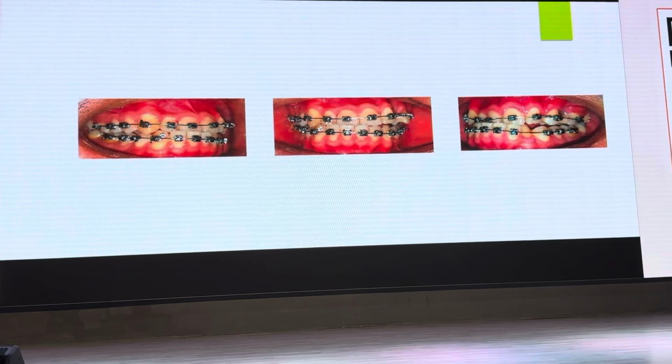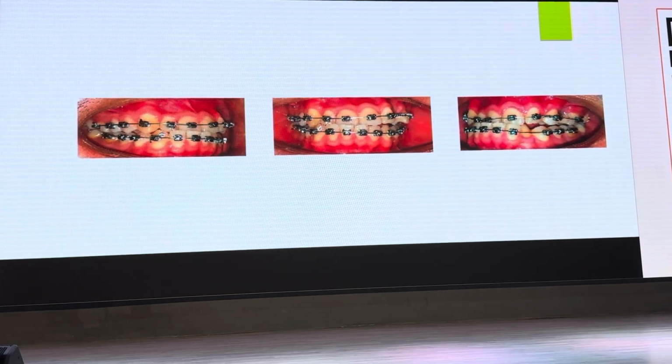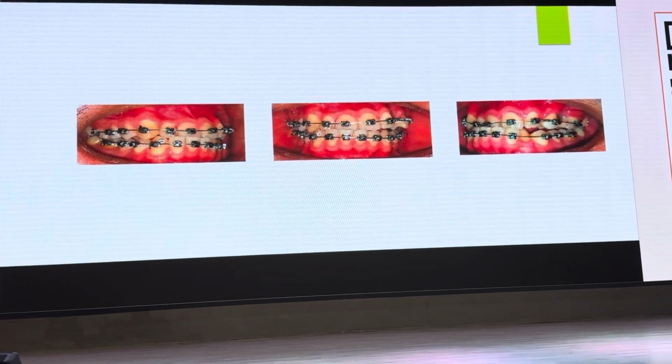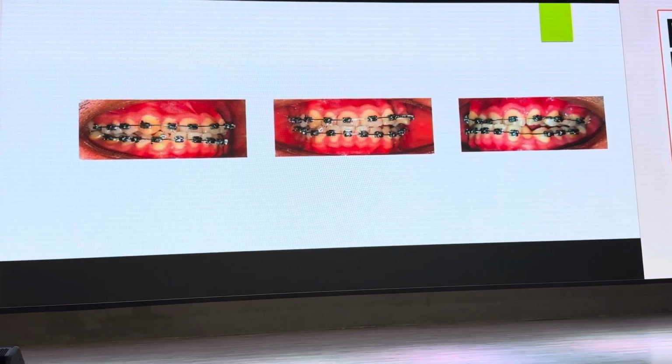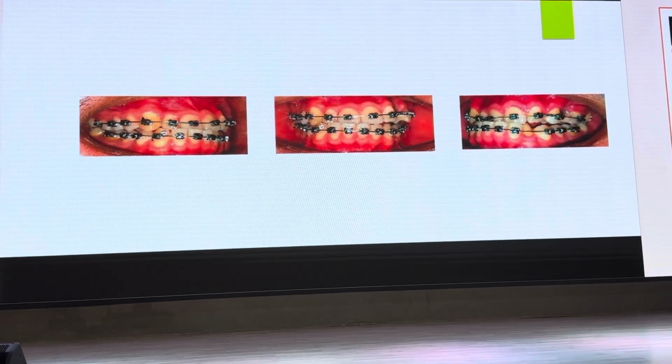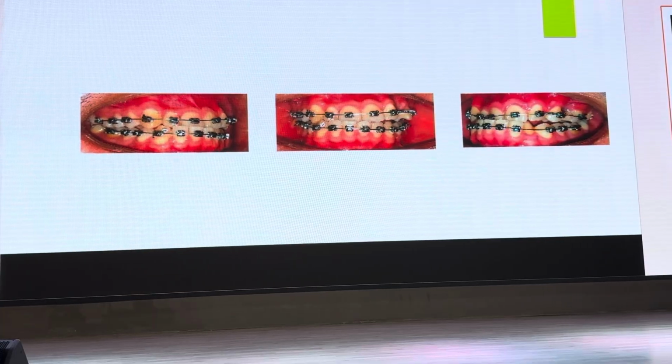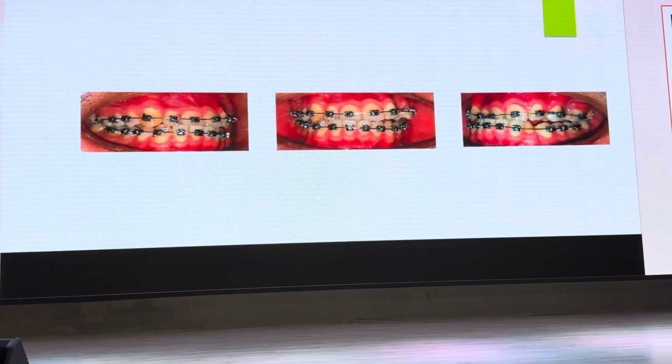So a few more months of leveling, you can see now the arches start to flatten, so it starts to look better. And when you see the arch look better on the right side, you will already start to see much more improvement in the canine and molar relationships.